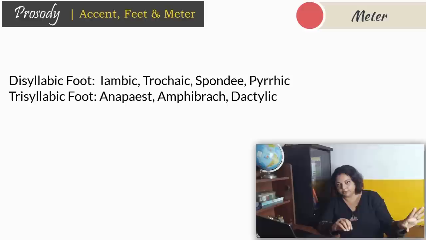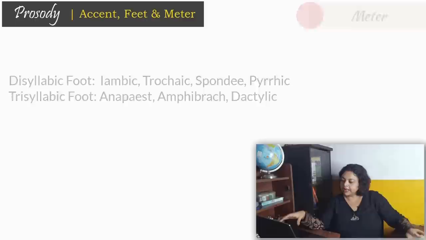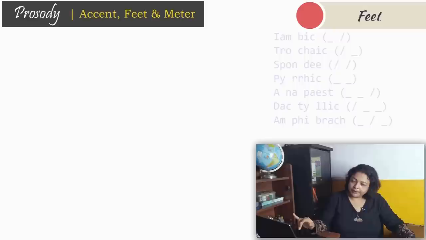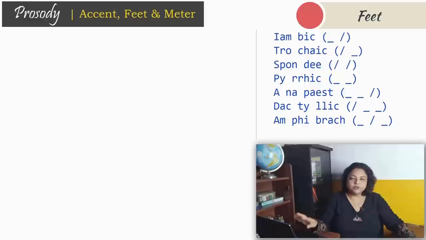Now, we will first know about the four kinds of disyllabic foot because they are the most common when a poem is written. And then we will talk about three trisyllabic feet which we come across sometimes as exceptions, sometimes as variations, and sometimes as a regular meter of a poem. The disyllabic feet are iambic, trochaic, spondic, and pyrrhic. So these are the four kinds of feet which you come across as disyllabic feet. Among the trisyllabic feet, we have anapaest, amphibrach, and dactylic.